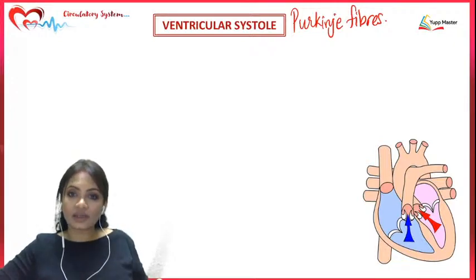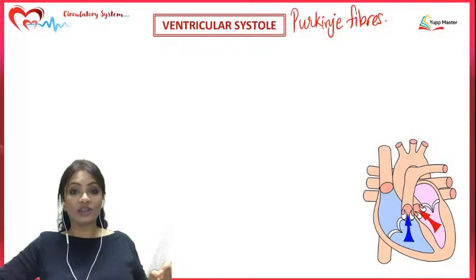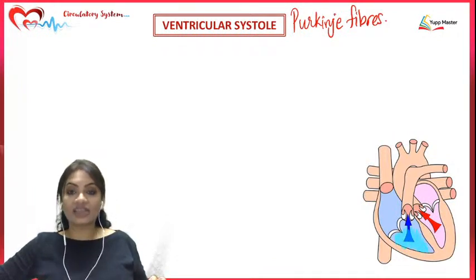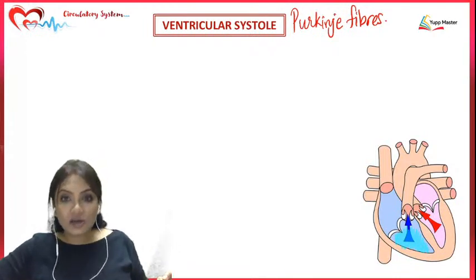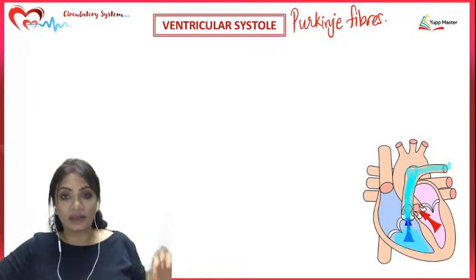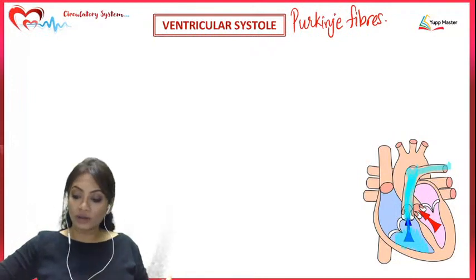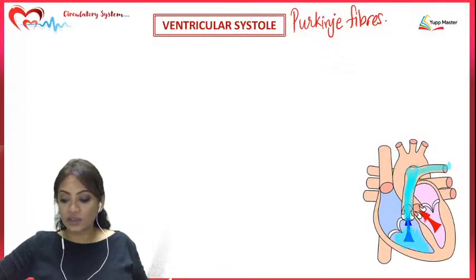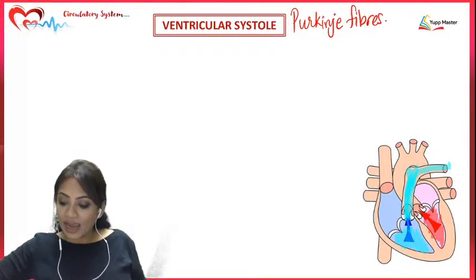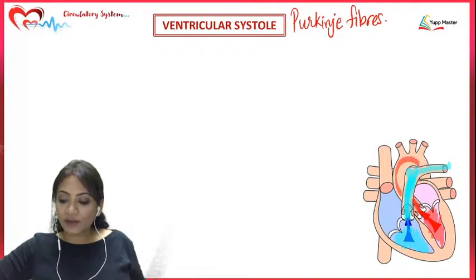Now, what happens when the ventricles are contracting? Let's talk about one chamber after the other. First, the right ventricle is filled with deoxygenated blood. That deoxygenated blood enters into the pulmonary trunk and the pulmonary arteries, and is taken to the lungs. On the other side, on the left side, the oxygenated blood goes from the left ventricle, enters into the aorta, and from the aorta passes to all the different parts of the body.